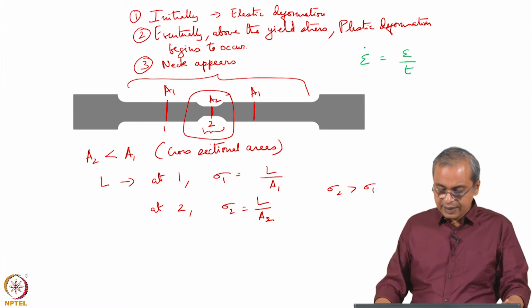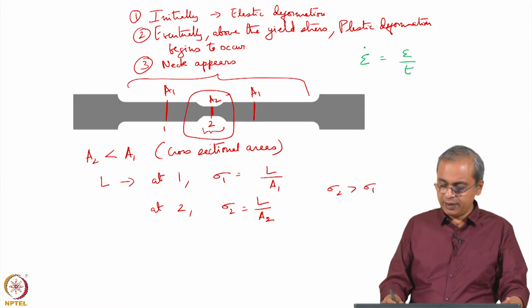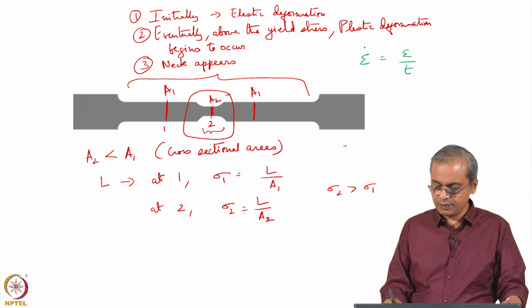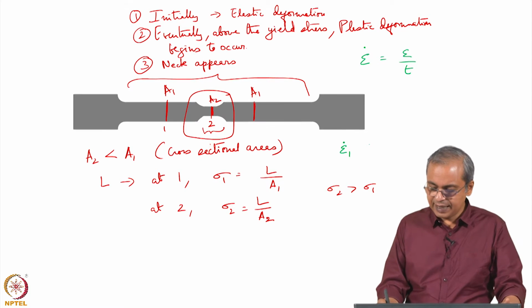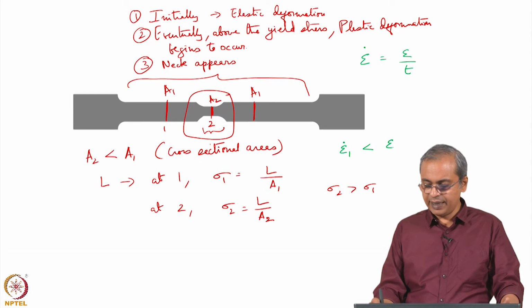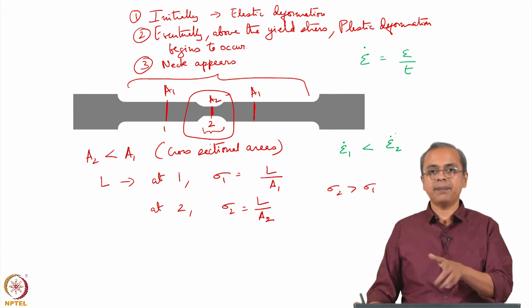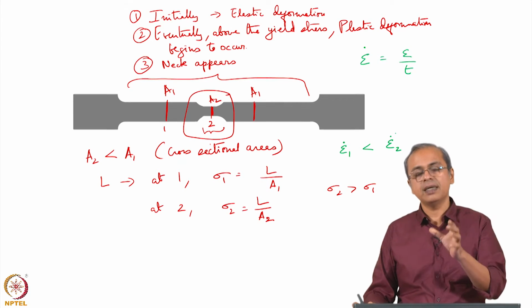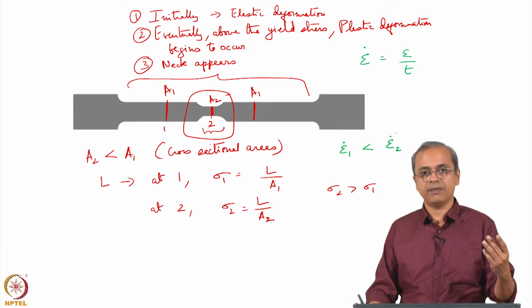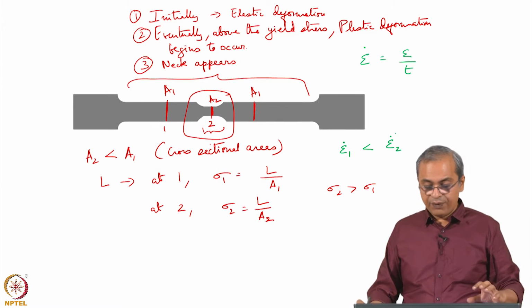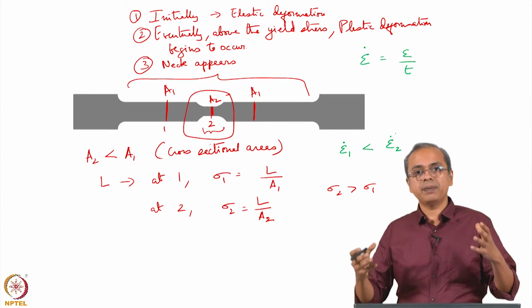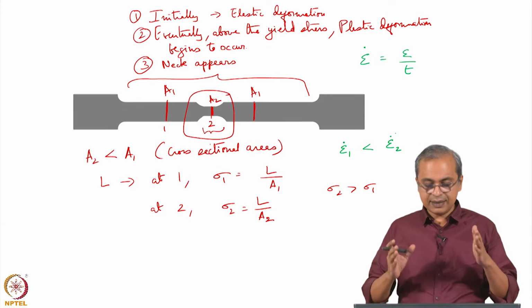Therefore, the strain rate at location 1, epsilon dot 1, is less than the strain rate at the second location, epsilon dot 2, because more strain is happening in that region which is thinned relative to the region that is relatively broad. So, when the test is going on, one of the parameters that has changed is the strain rate.